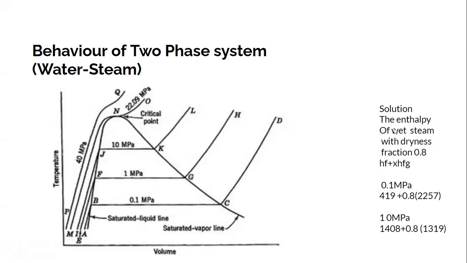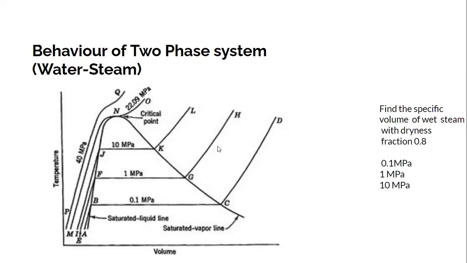Okay, I had solved this problem, and you can pause this video and substitute the values which you get from the steam tables and convince yourself. This is the value of hfg at 0.1 megapascals, this is the value of hf at 0.1 megapascal, and this is the dryness fraction I have taken. That would give me the enthalpy of wet steam. Similarly, at 10 megapascals, this is the value of hfg, and this is the value of hf, if you want to find the enthalpy of the wet steam whose dryness fraction is 0.8.